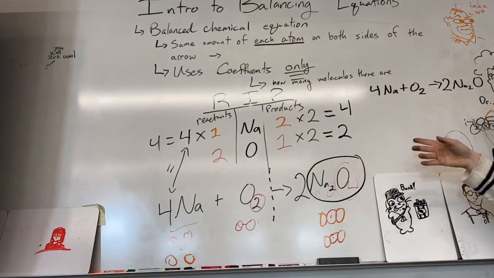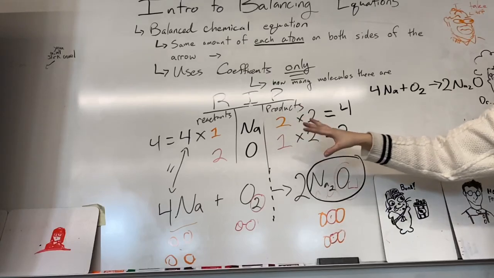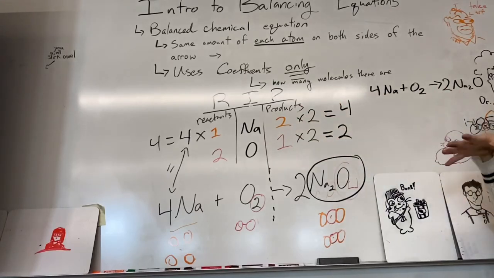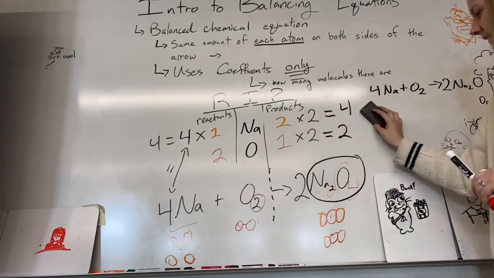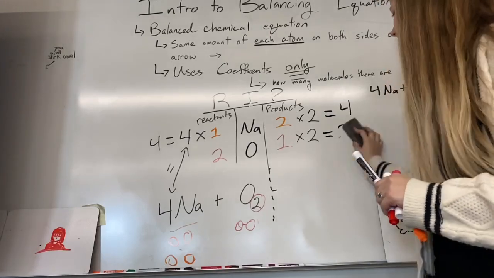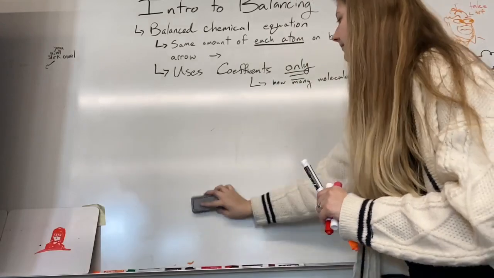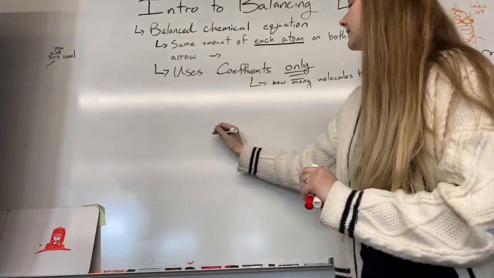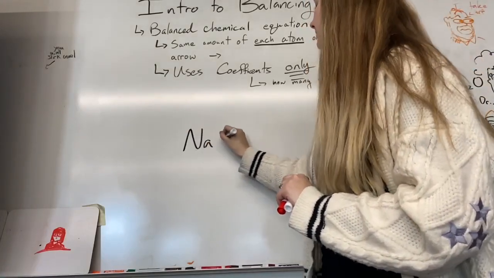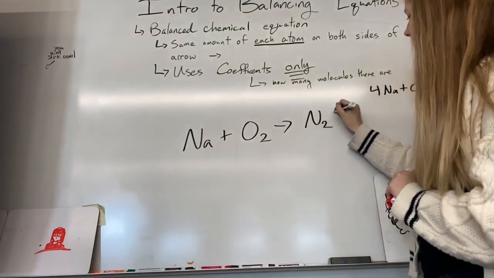If this is intuitive to you, I would encourage you not to use this table. I would encourage you to look at the equation as you see it and work from there. Let's see another way of solving this. I'm going to erase this whole RIP table and let's try solving it another way. Same equation, sodium plus oxygen makes sodium oxide.